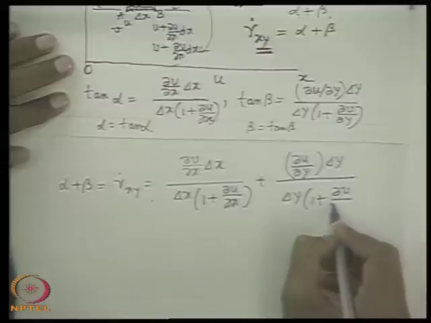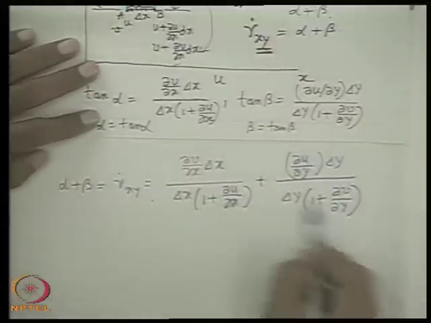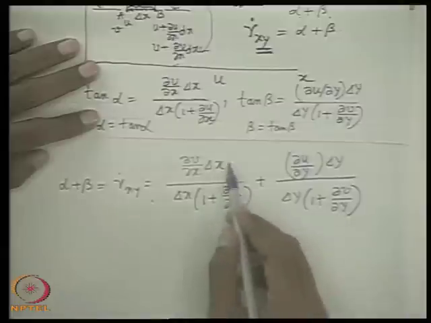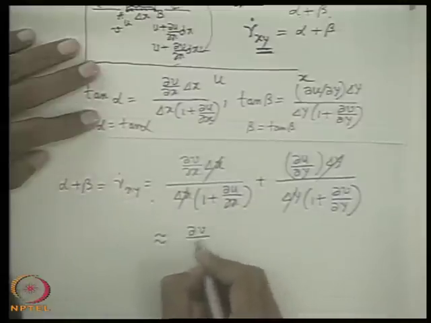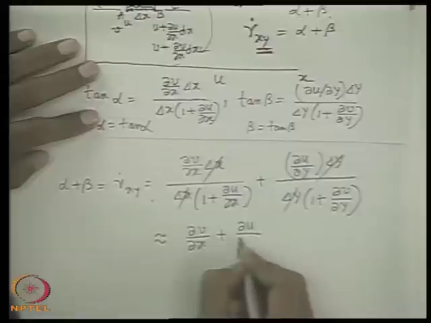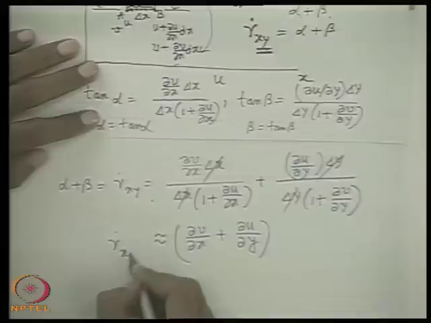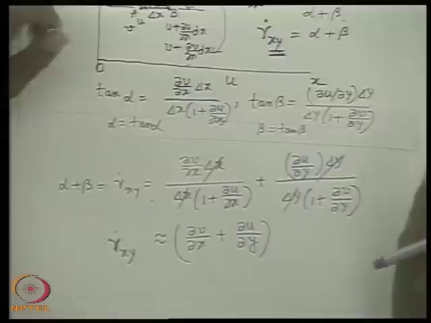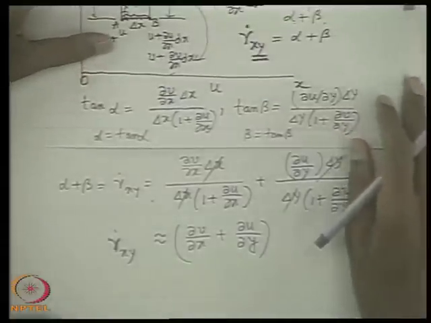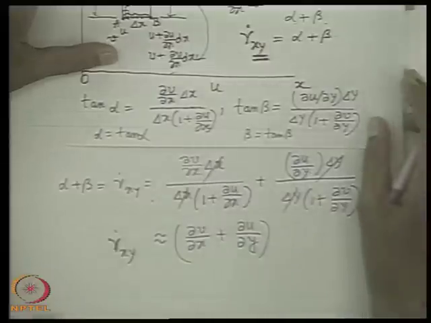Now, considering these values to be small, that means the angles are small and strain rates are small, we can neglect the higher order term, the product of these two, so that if we make a simplification, we will simply get del v del x plus del u del y. So, therefore, we get the shear rate or the rate of angular deformation in the xy plane as simply del v del x plus del u del y. This you can see at home also, this product we neglect. So, ultimately this will be del v del x plus del u del y.